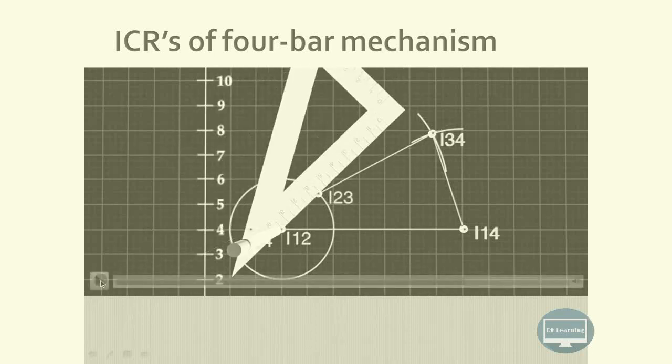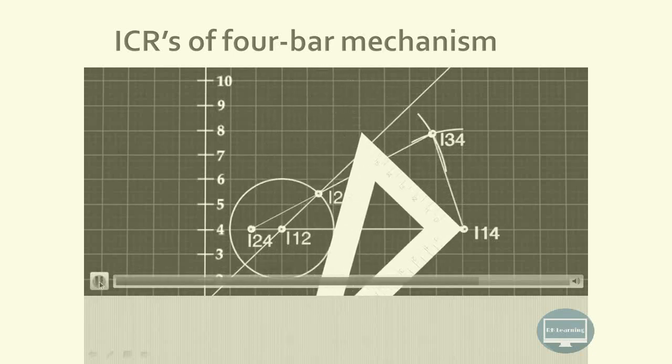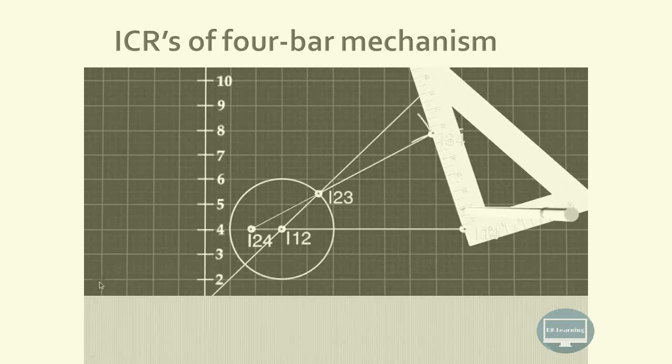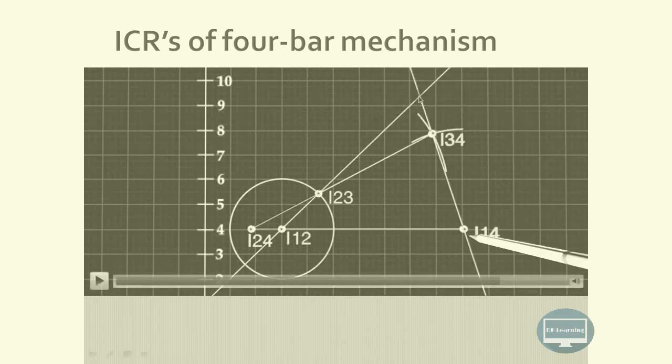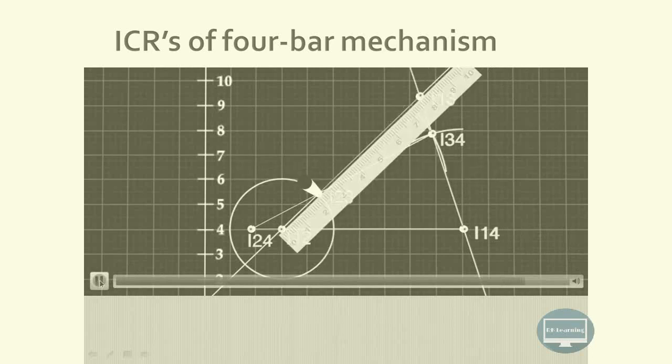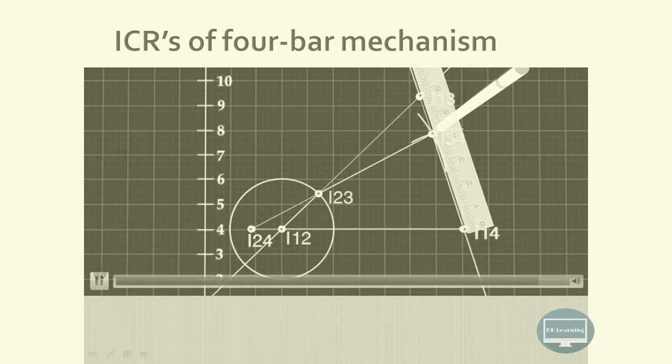Similarly, in order to locate the ICR I13, we have to take the line joining I12 and I23. It is already joined, so we extend it. Similarly, we take the line joining I14 and I34, which are also joined, and just extend them. Wherever these two lines meet each other, that is our I13 ICR. So in this way we can locate this ICR.